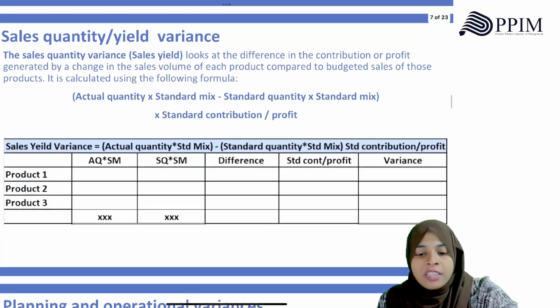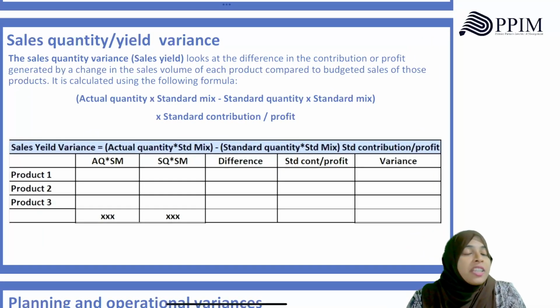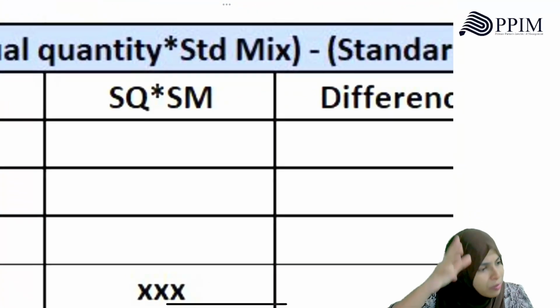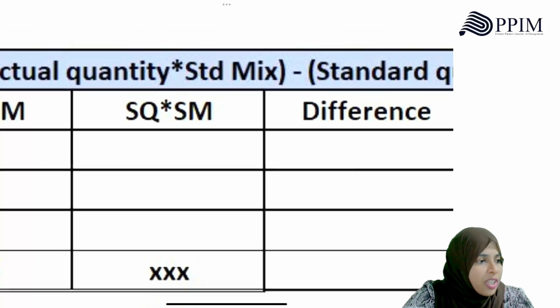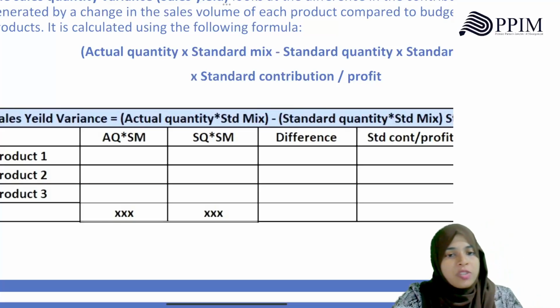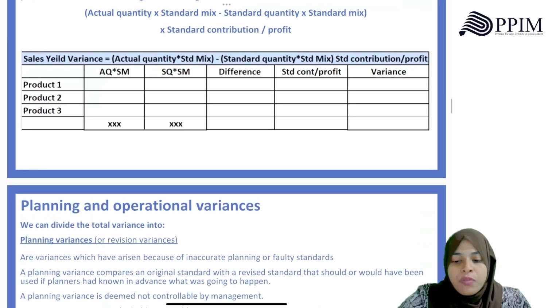Sales quantity or yield variance, basically when the quantities we sold changed, the actual quantities and the budgeted quantities, when it changed, how was profit affected? So you can see the standard quantity in the standard mix, meaning the budget, how much you wanted to sell. You compare it to the actual total quantity if it was divided in the standard mix. So only difference is the quantity sold. Can you see that? When that changed, the quantity sold changed, how did your profits change?